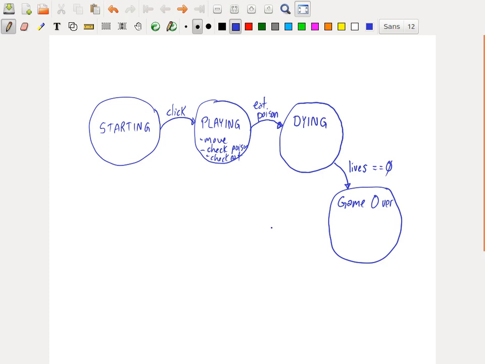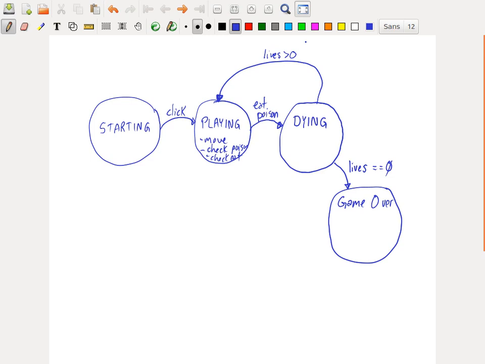And now we want to look at the transitions between these things. There's a couple more transitions. One of them is from the dying state. We sometimes go right back to the playing state. So if the number of lives is bigger than 0, it's not game over. We just decrease the number of lives and go back to playing the game once we're done dying.